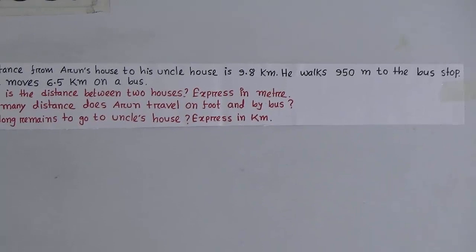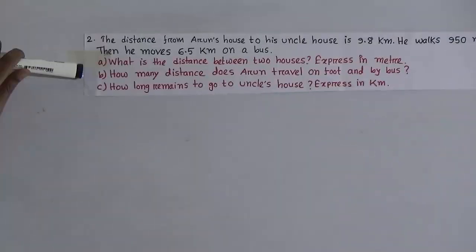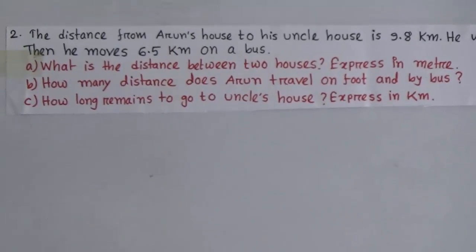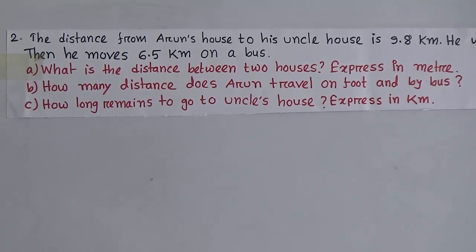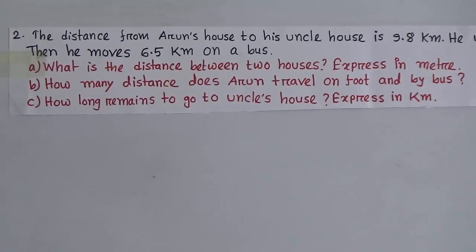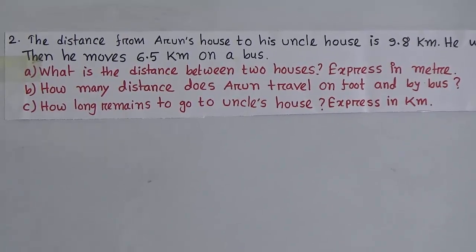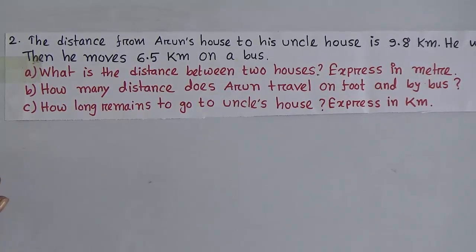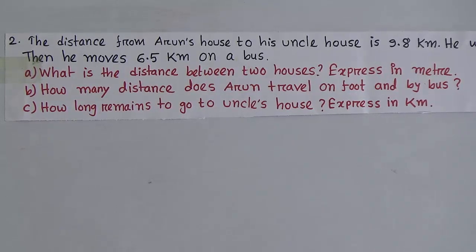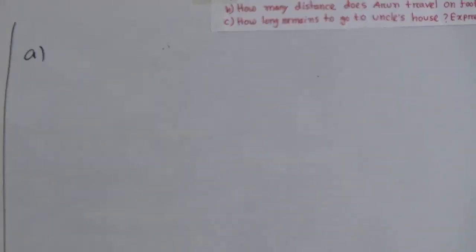Express in meter. B number, how many distance does Arun travel on foot and by bus? C number, how long remains to go to uncle's house? Expressed in kilometer. Look, at first I will solve A number. The distance from Arun's house to his uncle's house, right?